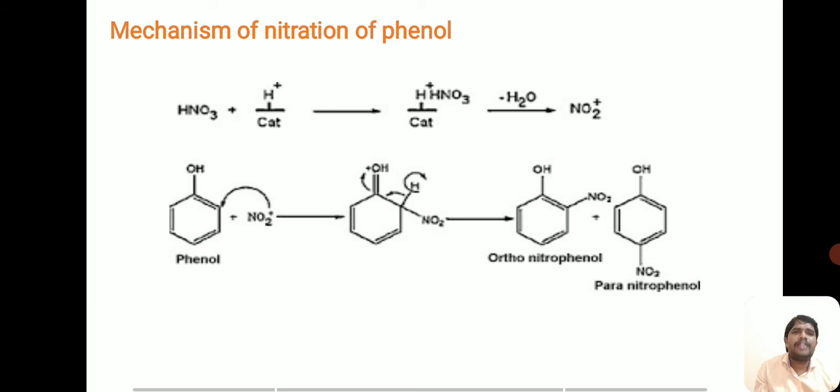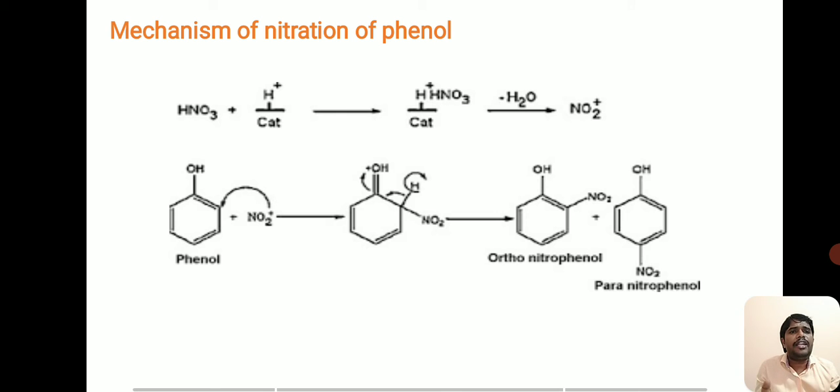Coming to the mechanism of nitration of phenol. In the first step, what happens? Formation of the nitronium ion takes place by the reaction of nitric acid with sulfuric acid. It acts as a catalyst, so that the formation of protonated HNO3, that is H2NO3 plus, takes place, and in the further steps elimination of a water molecule results in the formation of the nitronium ion.